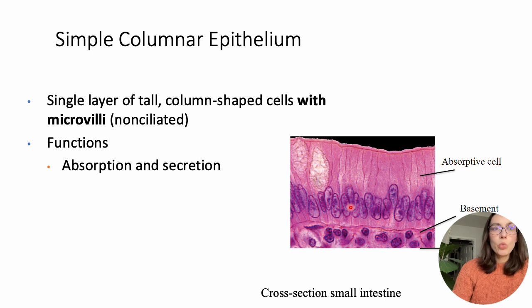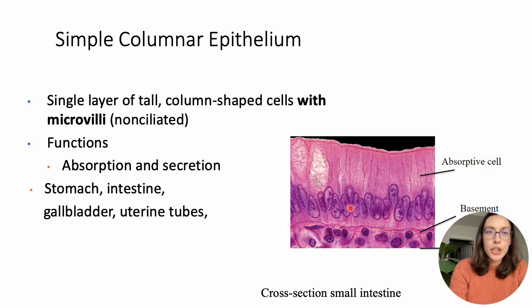These cells function really well in absorption and secretion, and they're found in the stomach, intestine, gallbladder, uterine tubes, kidneys, etc. Okay, in lots of different areas. Right here is a different type of cell that we haven't talked about called the goblet cell that is specialized for secretion. So it's a modified epithelial cell. That's why it looks different and has a bunch of mucus product in there that is going to secrete to the apical surface of these cells.